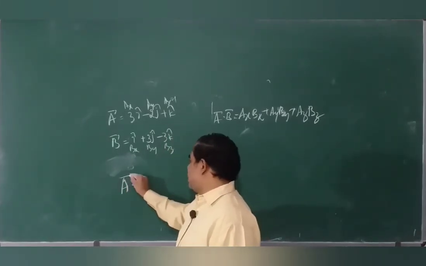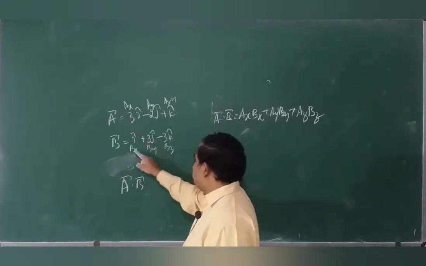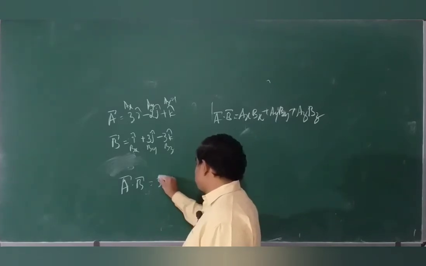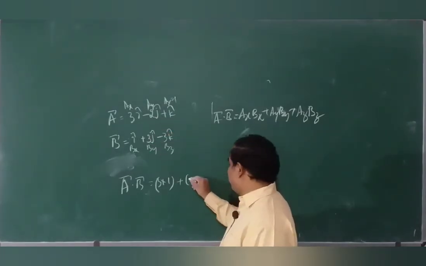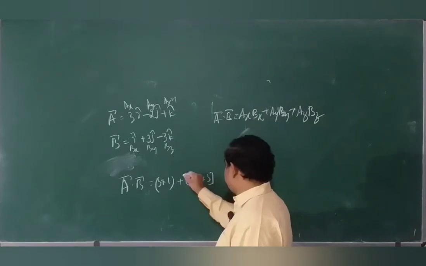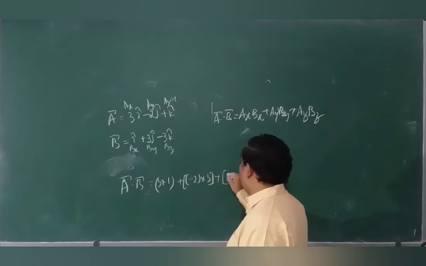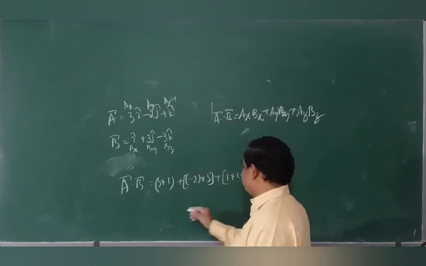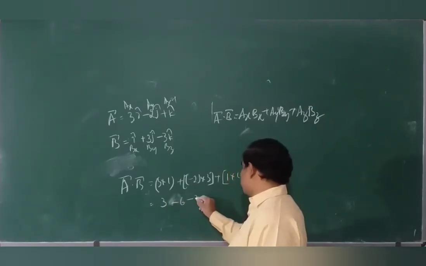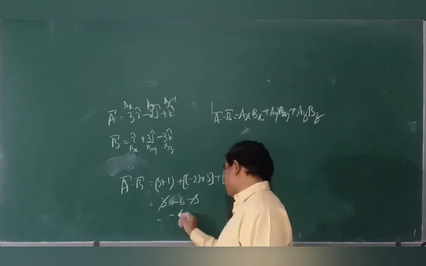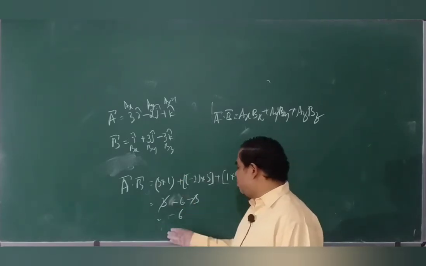Just observe. A dot B, Ax Bx, i cap dot i cap 1. So 3 into 1, plus Ay By, minus 2 into 3, plus last one Az Bz, 1 into minus 3. So how much do we get? 3 minus 6 minus 3. So this 3 goes, minus 6. A dot B is minus 6. The dot product of A and B in our example is minus 6.